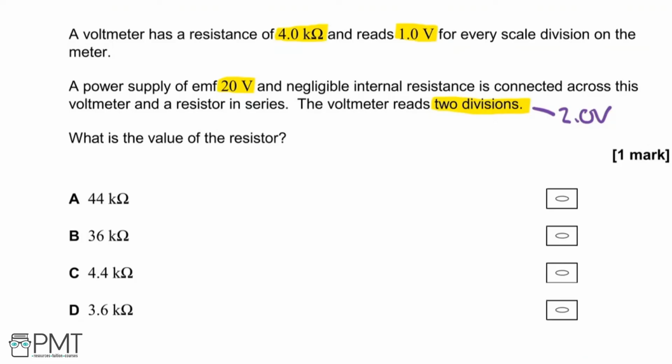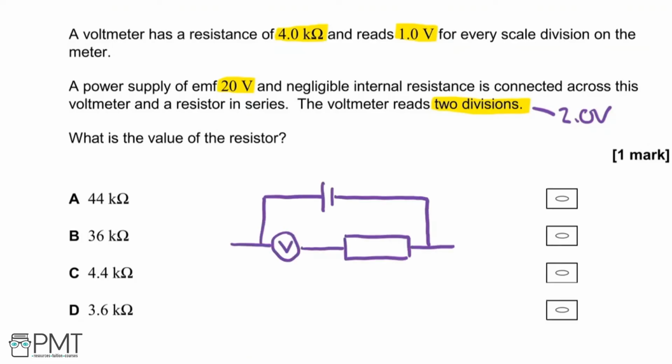Now, for this, I would draw a diagram just so that we can see exactly what's going on. It's very difficult to picture when you're just going off a description from the question. So there's our power supply of EMF 20 volts, and it's connected across the voltmeter and a resistor in series. I've not included an internal resistance because it's described as negligible. So what we can do is apply Kirchhoff's second law here.